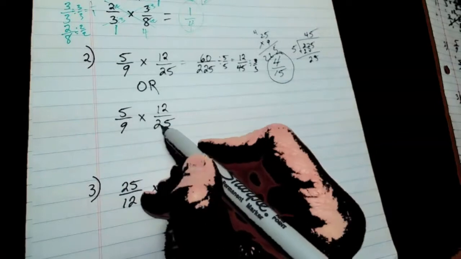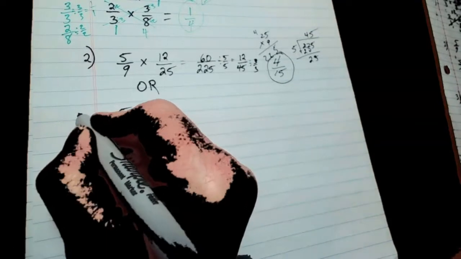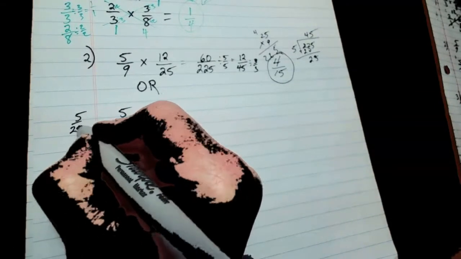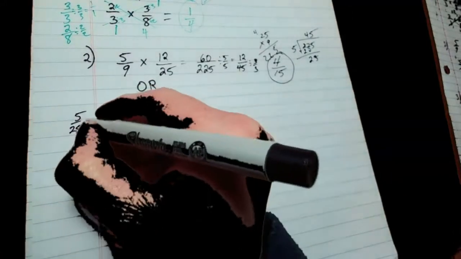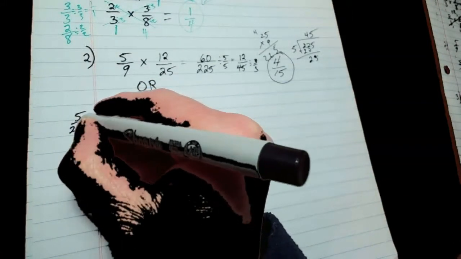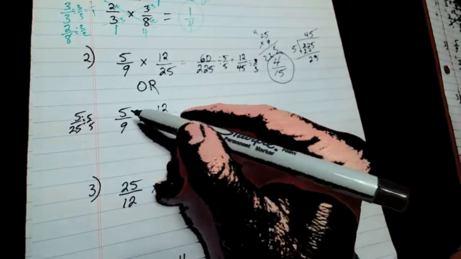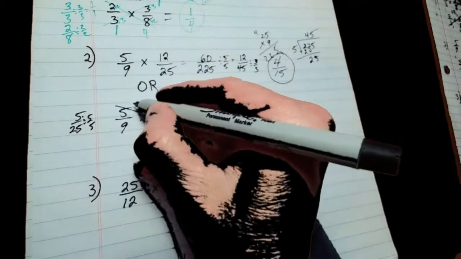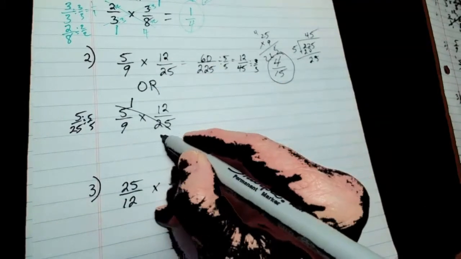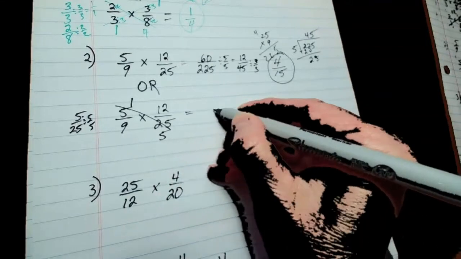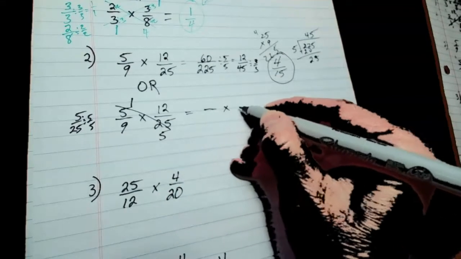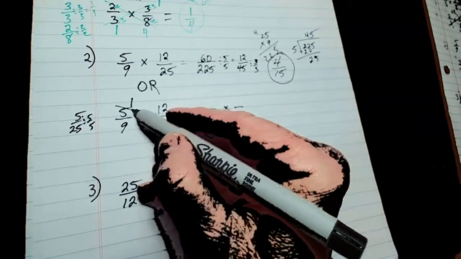So if I have 5 over 25, you may think of it like this. And what we'll do is divide 5 into numerator and denominator. So 5 goes into 5 once, 5 goes into 25 5 times. Some students rewrite the fractions. If you do, it would look like this.